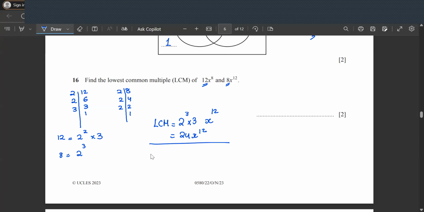No. Okay, if I want to get the HCF, take the common with the least power. Take the common with the lowest power. I have here 2 power 2 and 2 power 3. So take only 2 power 2. And the uncommon, forget about it. Don't take them. But for the power of the x, take the lowest power. So it will be x power 8. So the HCF is 4x power 8. Done?